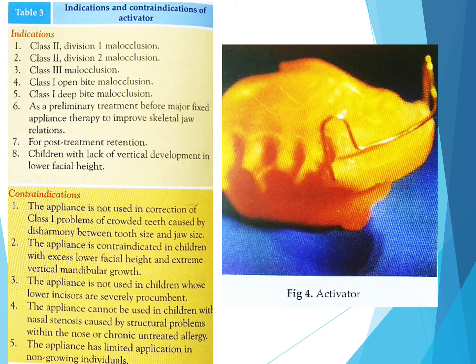It is indicated in correction of Class 1 problem of crowded teeth caused by disharmony between tooth size and jaw size. The appliance is contraindicated in children with excess lower facial height and extreme vertical mandibular growth. The appliance is not used in children whose lower incisors are severely procumbent. The appliance cannot be used in children with nasal stenosis caused by structural problems within the nose or chronic untreated allergy, and the appliance has limited application in non-growing individuals.